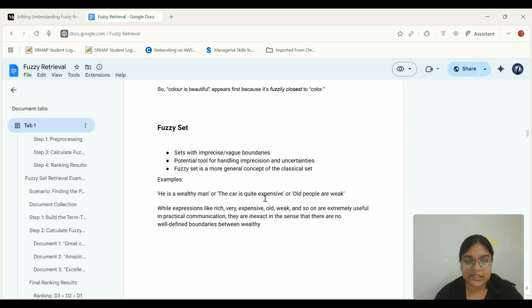So now what about fuzzy set? A fuzzy set is a set with imprecise or vague boundaries, a potential tool for handling imprecision and uncertainties. A fuzzy set is a more general concept than the classical set.